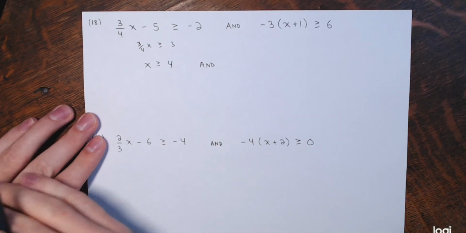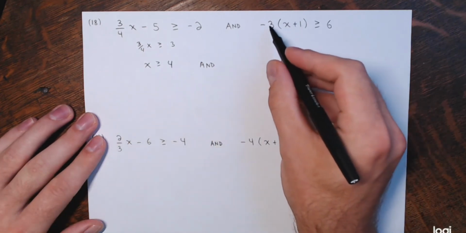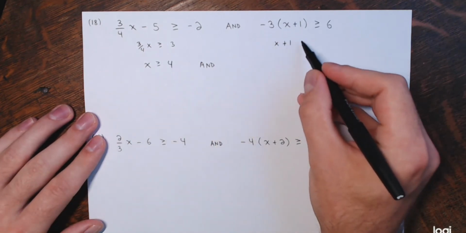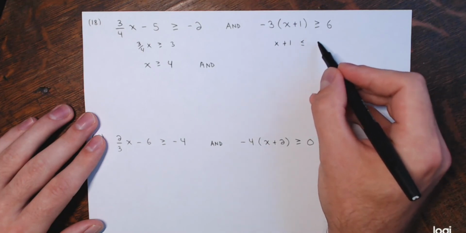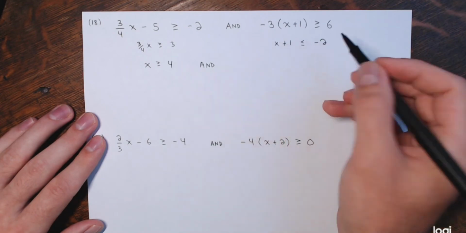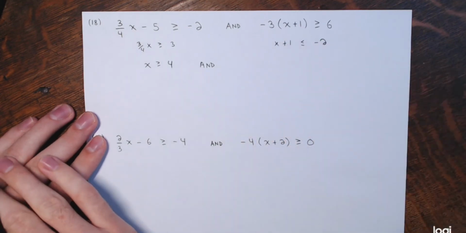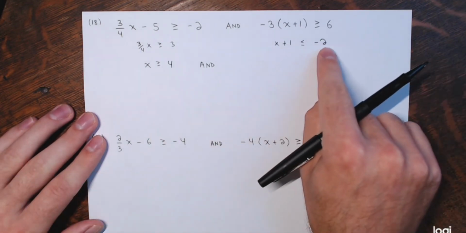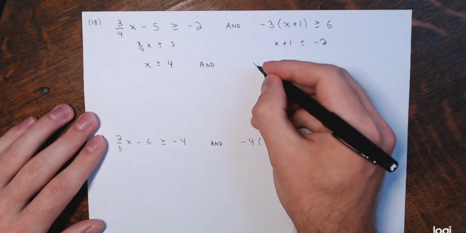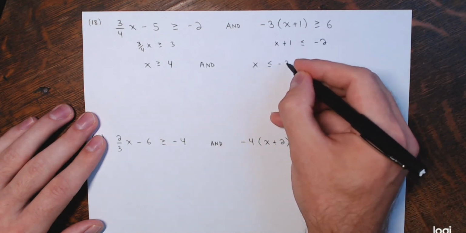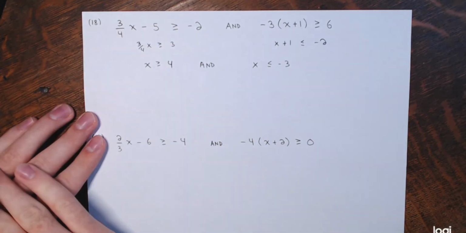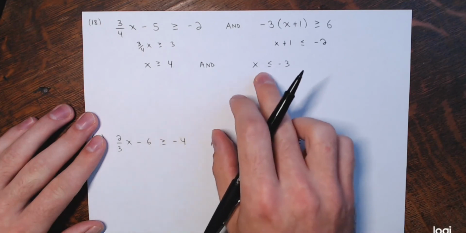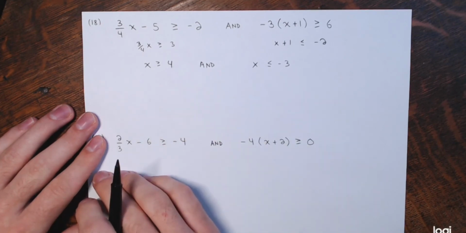And here I would divide by -3 first. That would flip the symbol, so is greater than or equal to becomes is less than or equal to, and then 6 divided by -3 is -2. And then I would subtract 1 to give me -3 on the right side. So I have x is greater than or equal to 4, and x is less than or equal to -3.